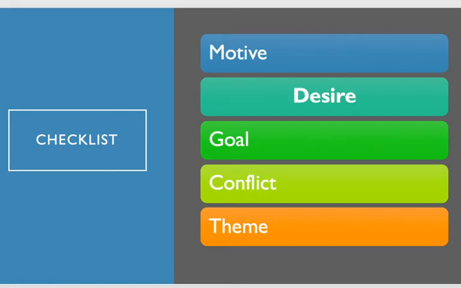Your character's motive is what fuels their desire for something. And this desire, their desire is what gives them a goal to strive towards.